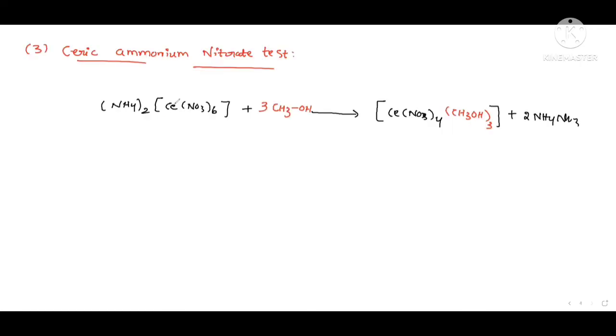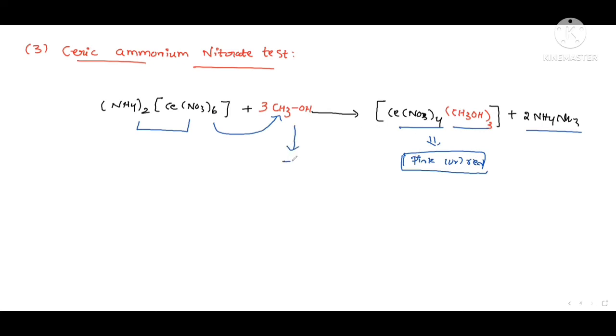Now let us discuss the ceric ammonium nitrate test. Ceric ammonium nitrate reacts with 3 moles of alcohol to form a complex compound. This complex compound color is pink or red, and ammonium nitrate is also formed. If the compound gives a pink or red color, you can clearly conclude that the given compound contains the alcoholic functional group. If this complex does not show any pink or red color, you can clearly conclude that the given compound does not contain any OH group.